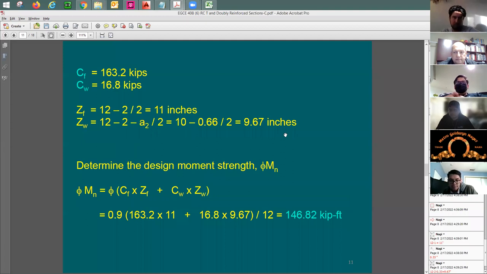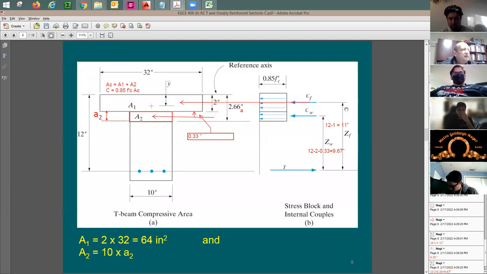Professor, I think I missed where you were saying why you divided by 2 for the 11 inches for the flange and the web. Oh, you mean determination of the ZF and ZW? Yeah. Okay. So this is 12 minus 2 over 2. So this gave you 12 inches, subtracting 2 over 2. Why? Because 1/2 of the flange thickness, right? Which means 11 inches.